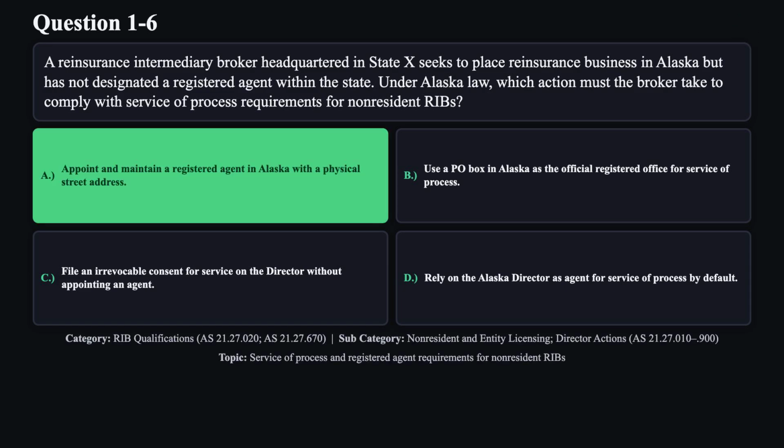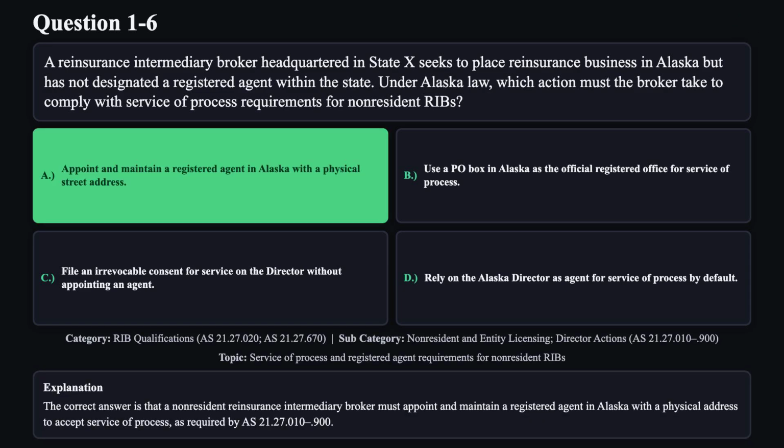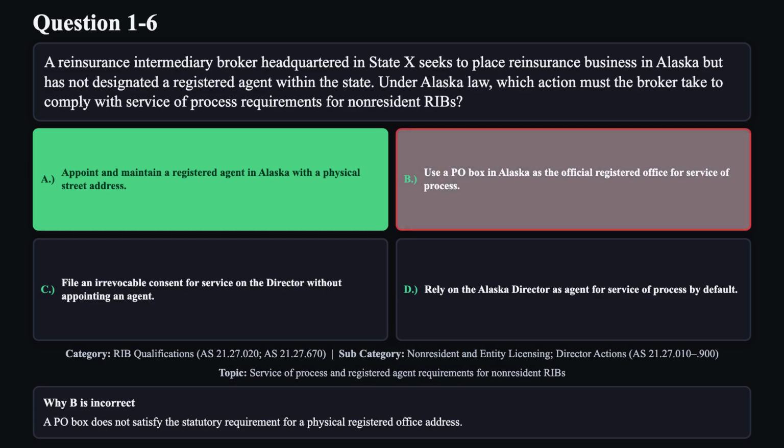The correct answer is A. The correct answer is that a non-resident reinsurance intermediary broker must appoint and maintain a registered agent in Alaska with a physical address to accept service of process, as required by AS 21.27.900. Reason B is not correct.